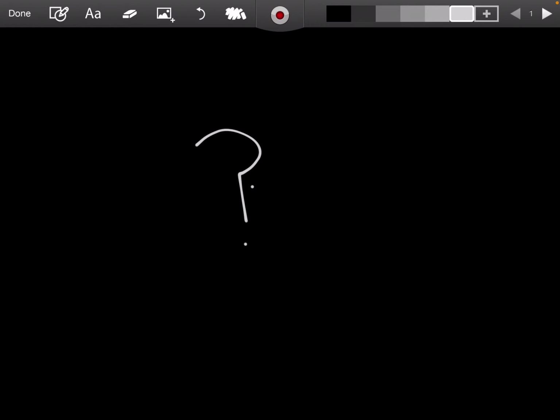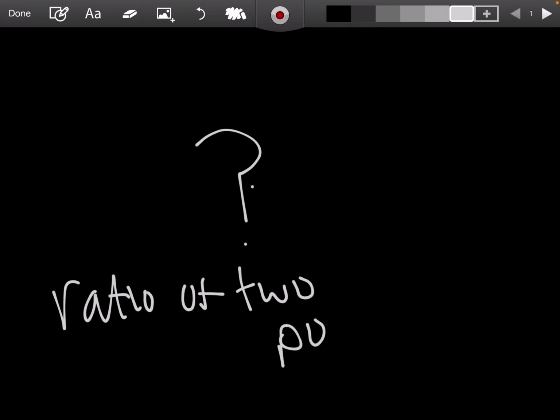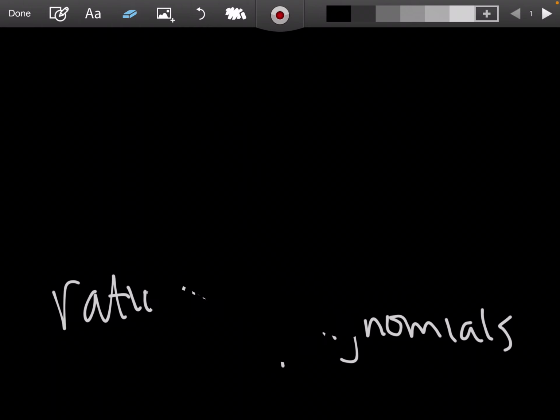Hey, today we'll be talking about the shapes and parts of a rational function graph. First, what is a rational function graph? A rational function graph is a ratio of two polynomials.